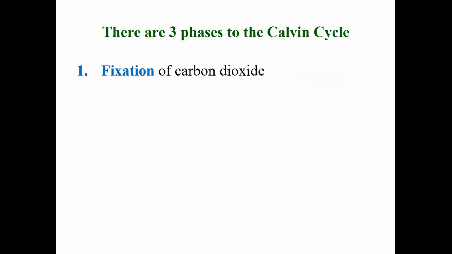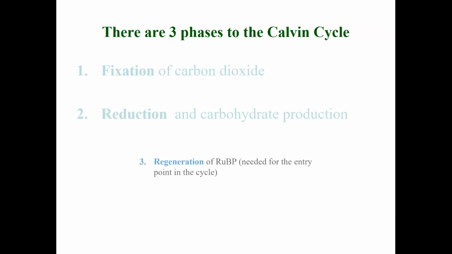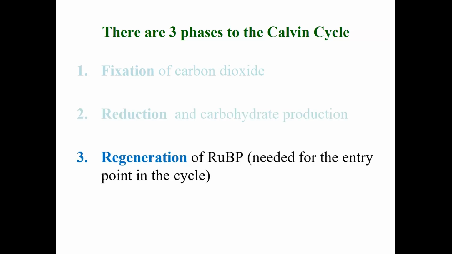As I already mentioned, there's going to be 3 phases to this Calvin cycle. The first is going to be fixing carbon dioxide. The second is going to be causing the reduction of that molecule. So again, reduction is gaining electrons. And then we're going to be producing our carbohydrates. And then we're going to have to regenerate our starting material, which is ribulose bisphosphate.